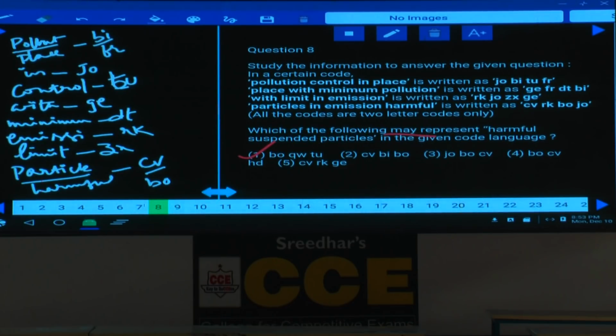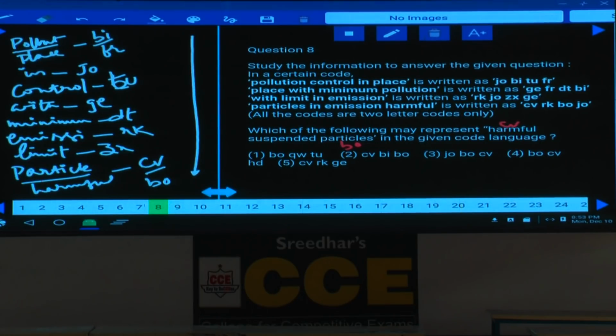And question number 8, which of the following may respond to harmful suspended particles? What is the code to the word harmful here? CV or BO, in any order, harmful and particle. And suspended: now, suspended is nowhere given in these sentences, and the code to the word suspended could be anything apart from the given codes. Tell me what could be the code here?